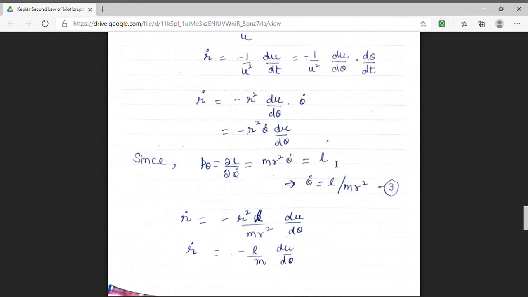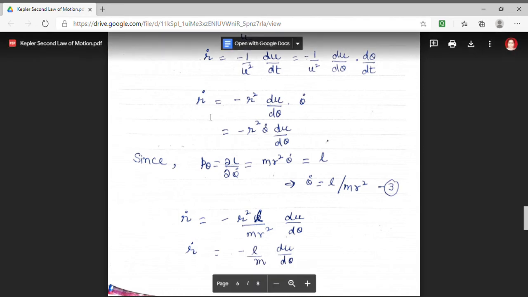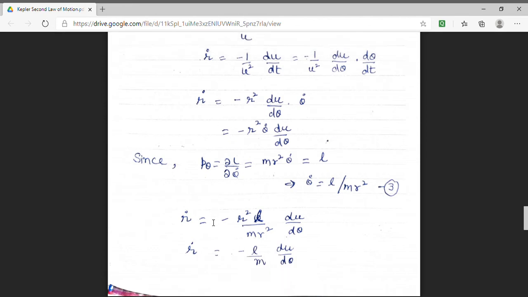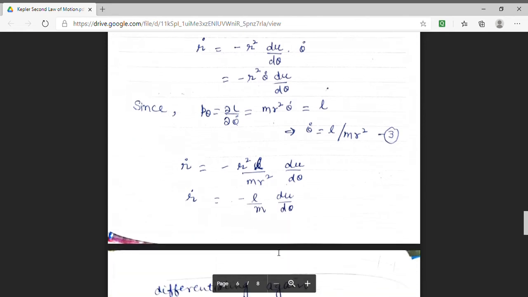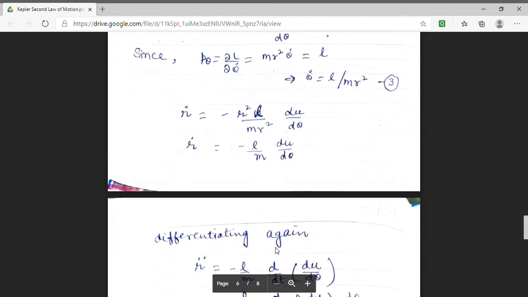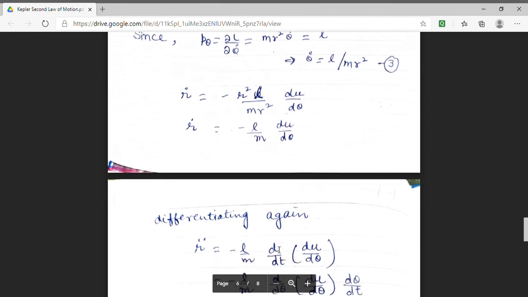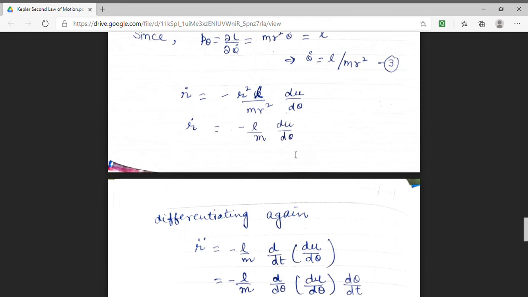θ̇ will be equal to L upon m r². Substituting θ̇ in the ṙ expression, ṙ will be equal to −(L/m) du/dθ. So we have obtained the first differential of r. We have to find the second differential. Hence, again differentiating it, r double dot will be equal to −(L/m) d/dt (du/dθ).